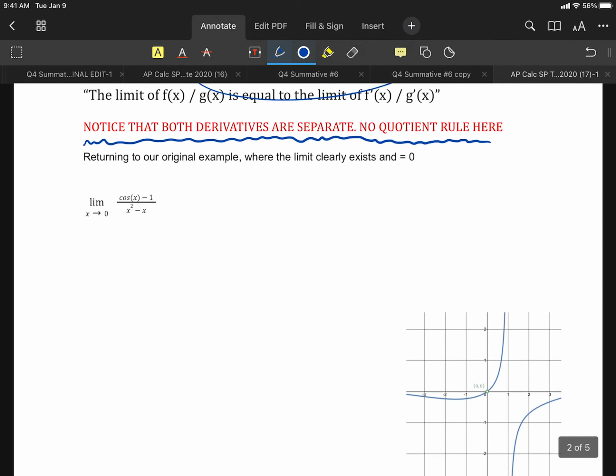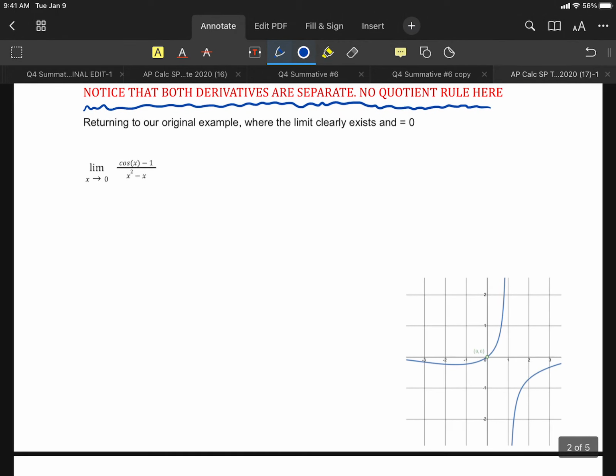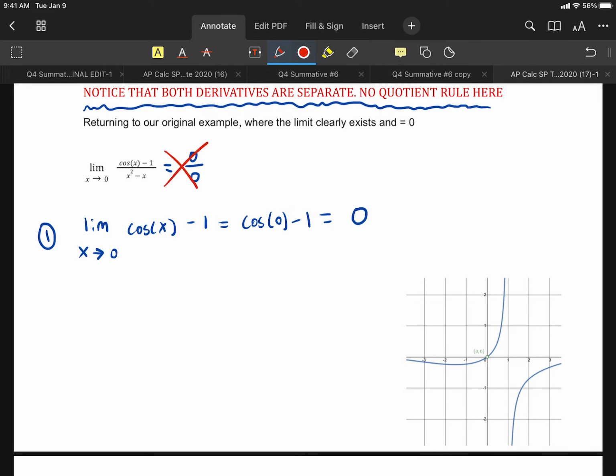But coming back to our original example, we know this answer is 0. And so here's how I would do this on an AP exam. I would say the limit as x approaches 0, and I'd even number it, of the cosine of x minus 1 equals the cosine of 0 minus 1 equals 0. And maybe when I first try this out, I actually do plug it in and I get that this is 0 over 0. The first thing I would do is cross that out because it's not actually a true statement.